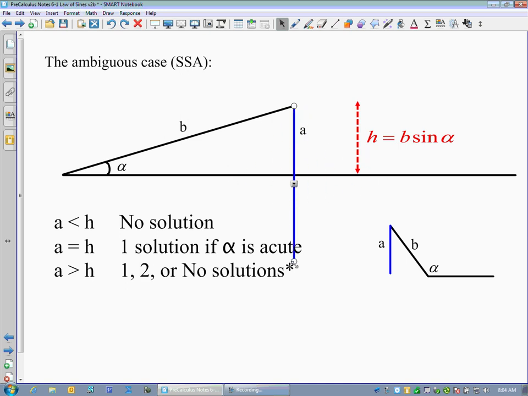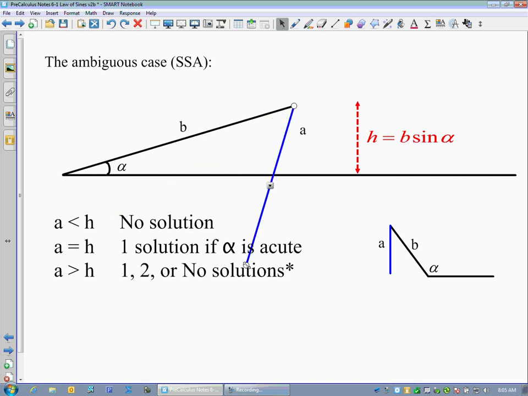However, if it gets so long that it's longer than side b, when you swing it over to this side, if it swings past that vertex, then notice how you still can't make a triangle on this side. If you swing to the other side, you can still make a triangle. But swinging this way, it swings past that vertex, and you have no triangle. So if a is greater than b, then you're only going to have one solution.